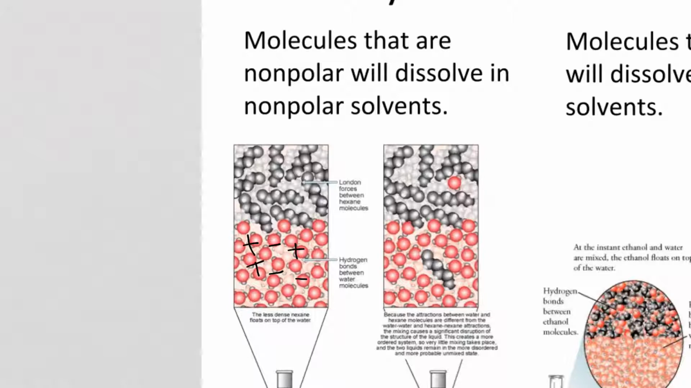So hexane's less dense, so it's going to float, but there's nothing bringing them together. It'd be like trying to pick up a greased block. If you can't get a good grip on it, how are you going to move it anywhere? So this idea that things that are opposite polarity, nonpolar and polar, are not likely to mix very much.